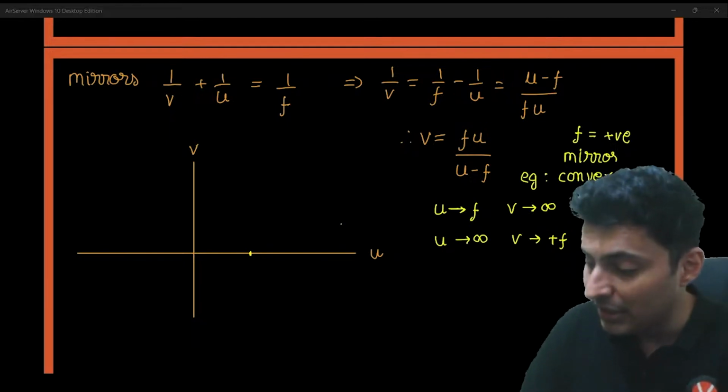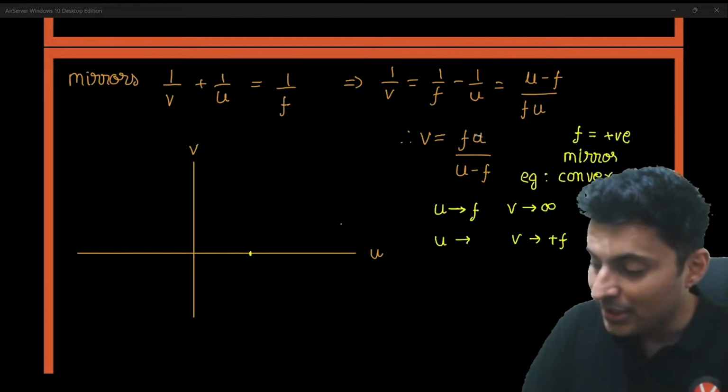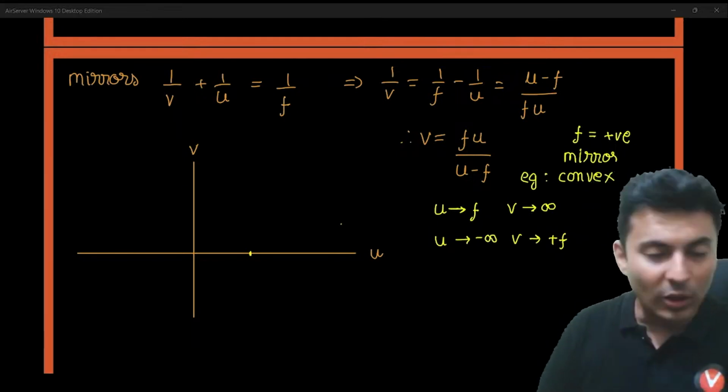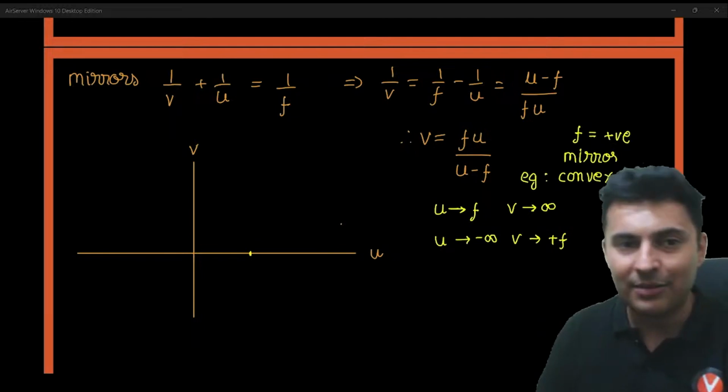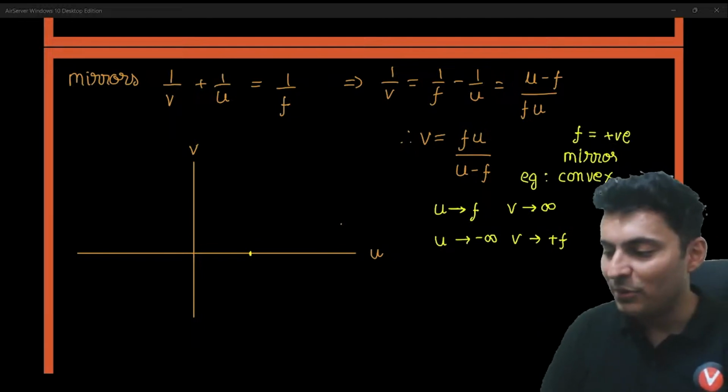Actually, it should be at minus infinity, not plus infinity. Think about it. The object is at minus infinity, taking into account the sign convention. The image will be formed at f.